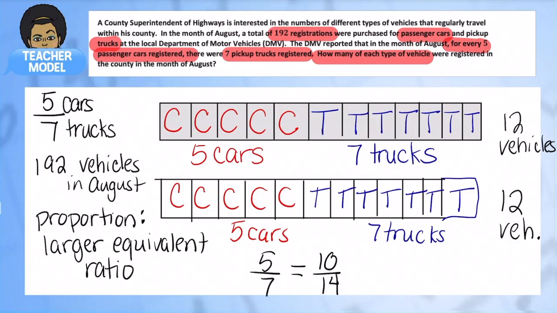My ratio stays equivalent. So how do I keep on going? How can I keep on going until I get to 192 vehicles? That's really tough, and that's what we're going to talk about today. How can we make sure that we have something that's proportional, meaning we find the larger equivalent ratio, without having to draw tape diagrams, without making a super long table? Is there a more efficient way of doing this? And I will tell you, yes, there is. I'm going to hit pause for a second so you can jot this part down.